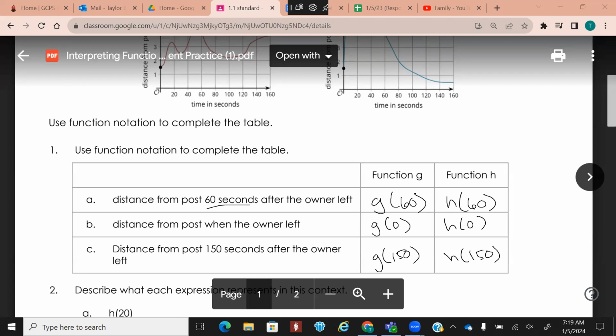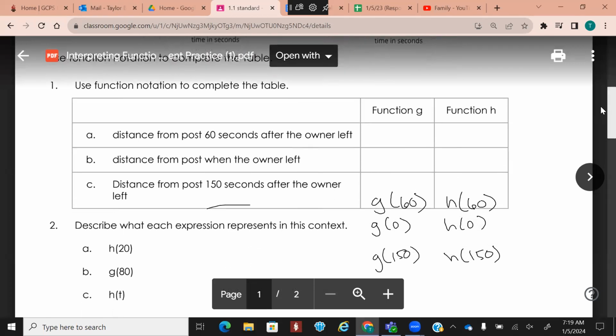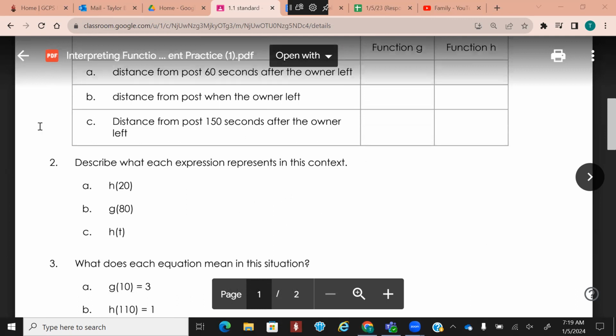Now, if you actually found what the y value was, great, but that's not what it asked you to do. It just said to write it in function notation. Questions about that? Okay, fantastic. All right, so now we're going to describe this. So this is going to be h of 20. This means that we have distance from post at what time? 20 seconds after the owner left.